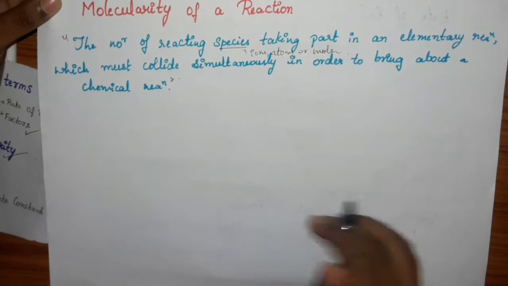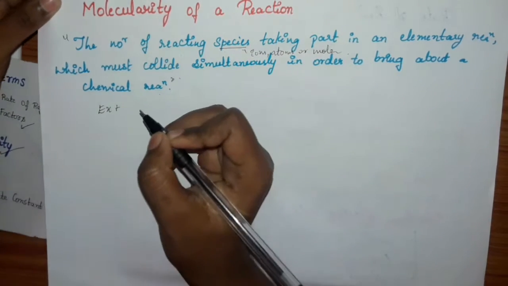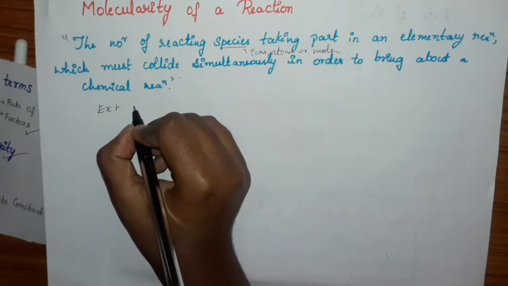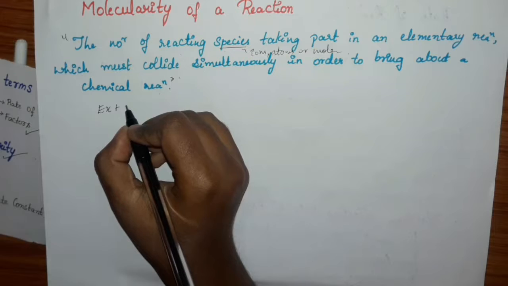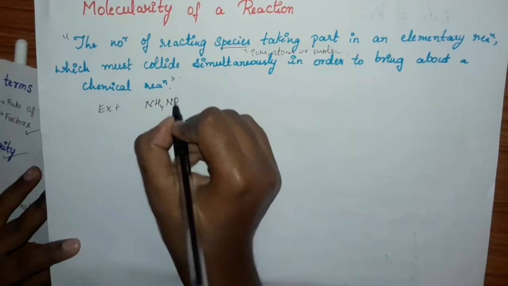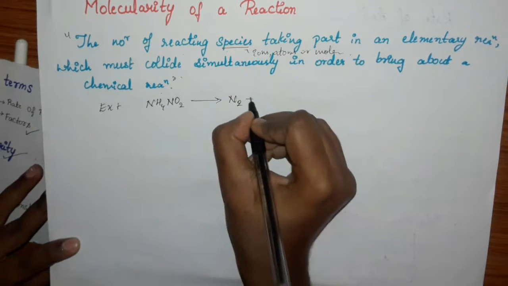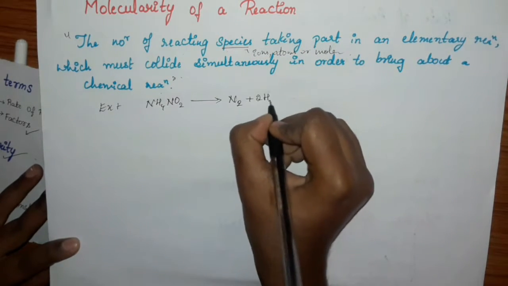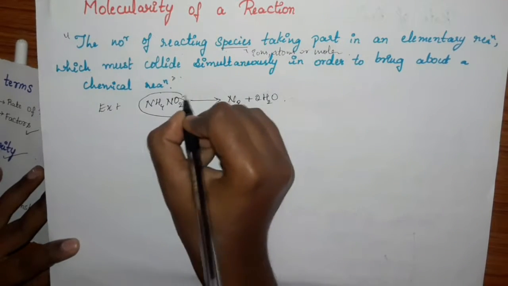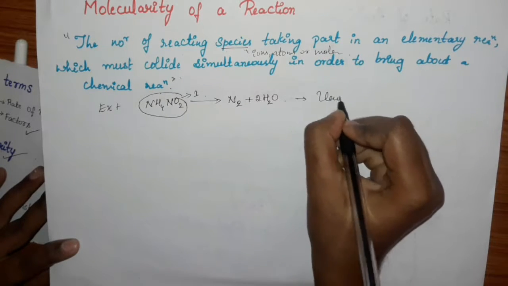I can explain this by considering an example. Let us consider the example of decomposition of ammonium nitrate. Here is the chemical equation. Ammonium nitrate decomposes to form nitrogen and 2 molecules of water. So the number of molecules involved in this reaction is 1. So this reaction is called a unimolecular reaction.